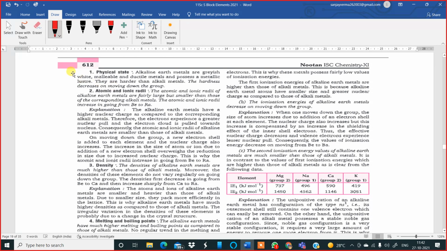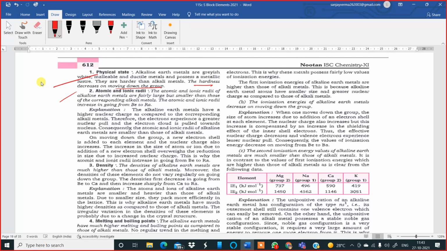Physical state, number one on page 612. The alkaline earth metals are grayish white, malleable, ductile, and they possess a metallic luster. Of course, they are metals. They are harder than alkali metals. The hardness decreases on moving down the group. Remember this.